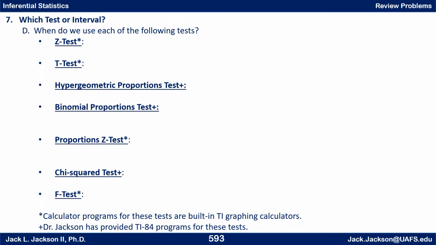When do we use each of the following? Z-test, T-test, hypergeometric proportions test, binomial proportions test, proportions Z-test, a chi-square test, and an F-test. And notice the ones that are starred have built-in calculator programs on the TI calculators, and I have provided TI-84 programs for the other ones. But one of the things you've got to know is which one's going to work, right? Which one to use, which one to choose. So see if you can answer these questions now. Press pause.